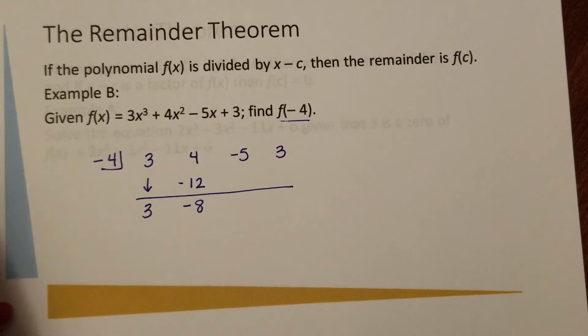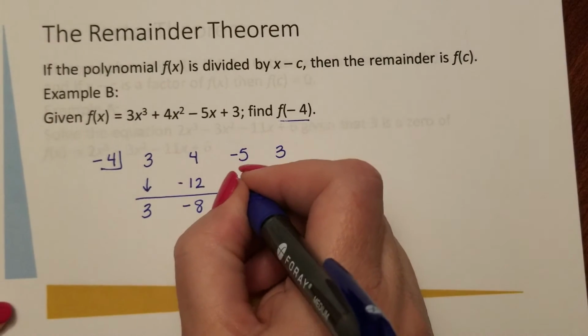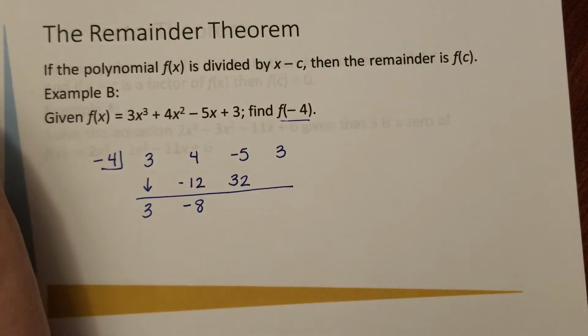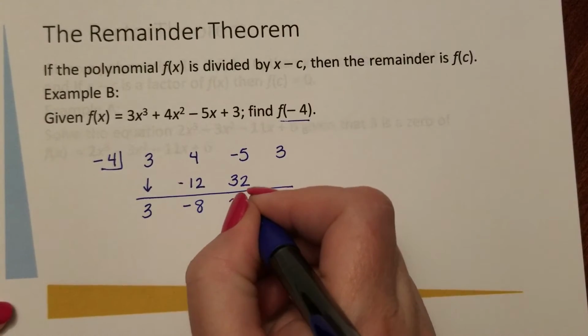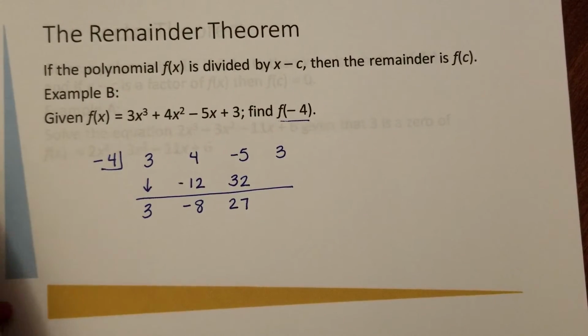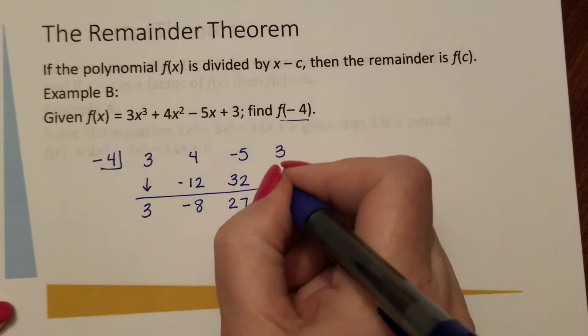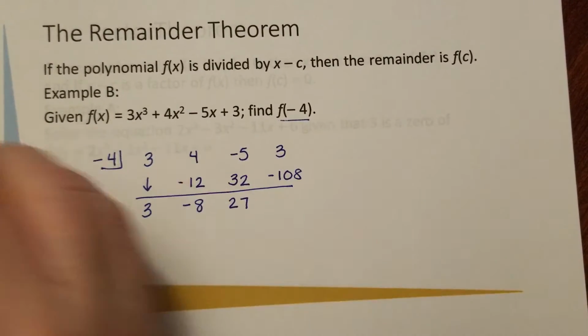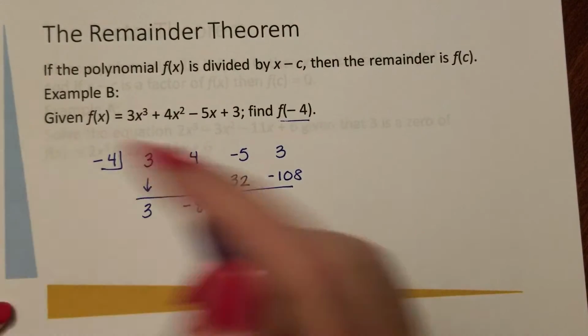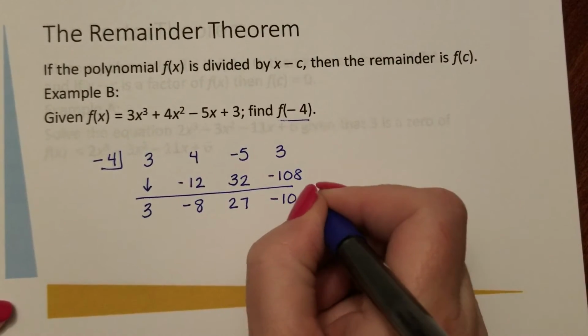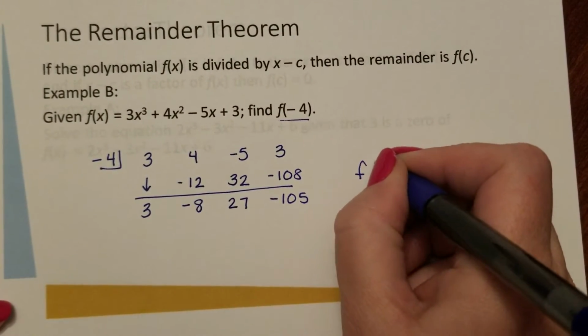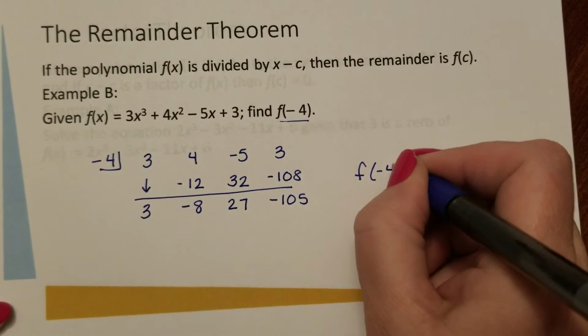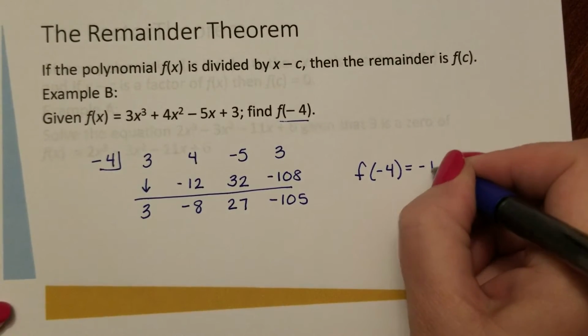Multiply that by negative 4. I get 32. Negative 5 plus 32 is 27. 27 times negative 4 is negative 108. And negative 108 plus 3 is negative 105. So f of negative 4 is negative 105.